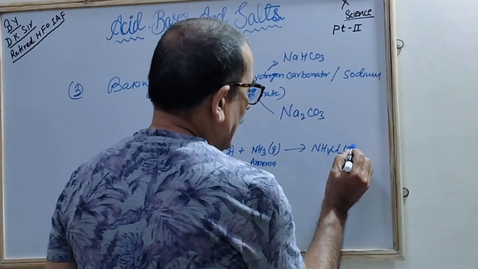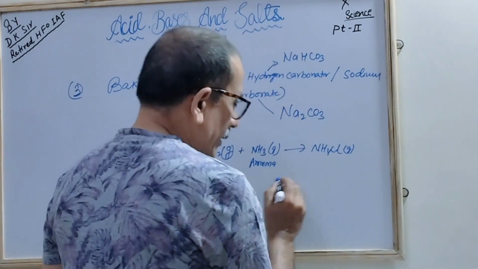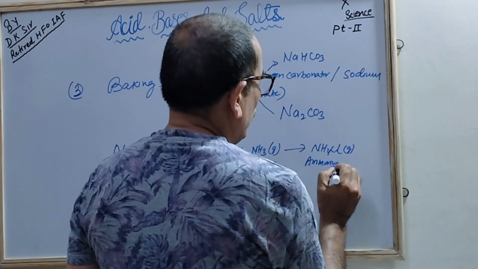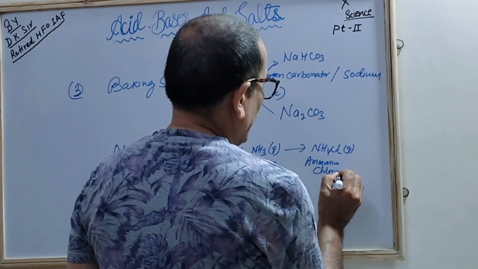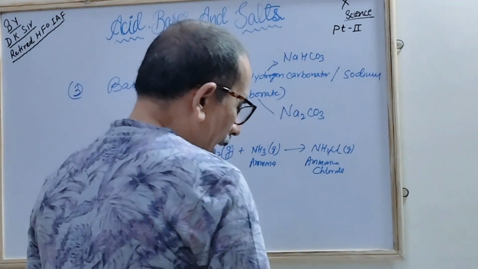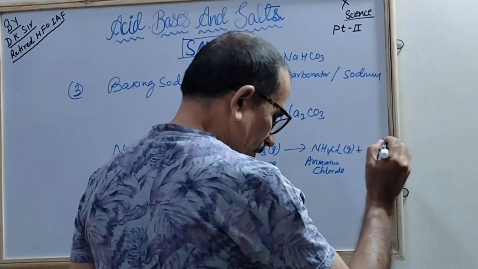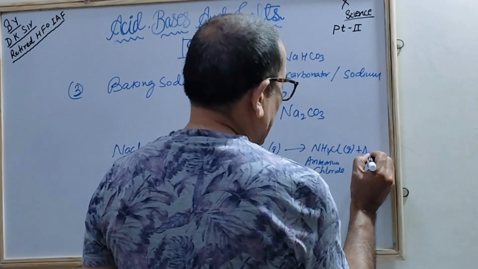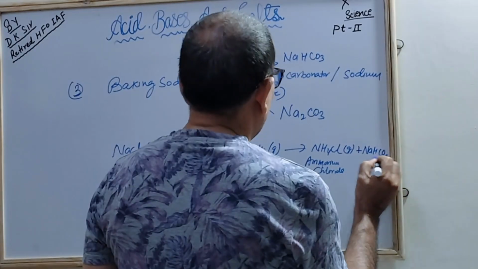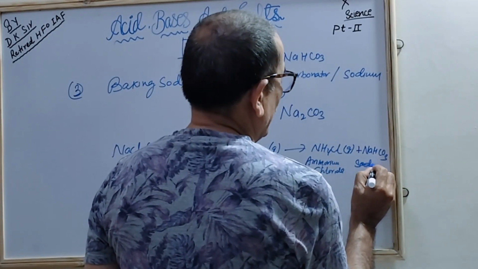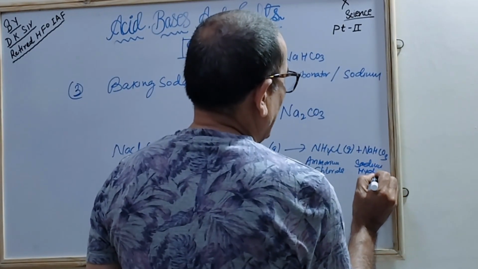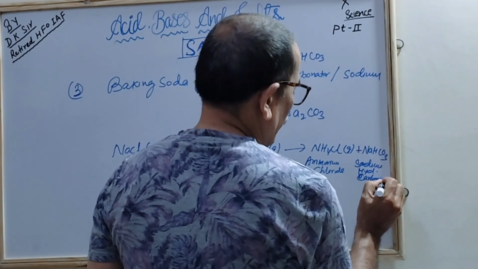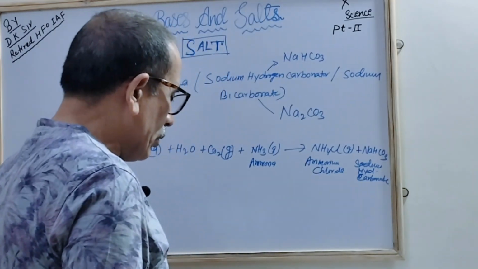Then it is going to become NH4Cl. We call it ammonium chloride. Beside the ammonium chloride, there will be the formation of NaHCO3, that will be your sodium hydrogen carbonate, correct? The carbonate will be formed. This is the chemical equation of that.